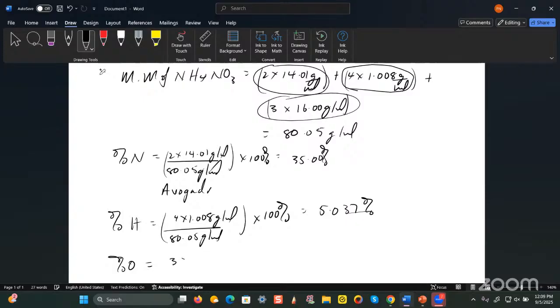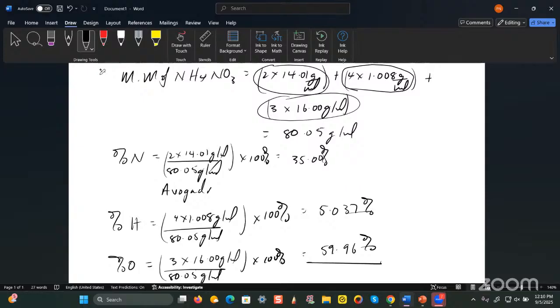And then finally, in the case of oxygen, this is the part for the oxygen. So that would be 3 times 16.00 grams per mole divided by 80.05 grams per mole times 100%. So let's see what that gives. 3 times 16 divided by 80.05 times 100. And I got 59.96%, all right?